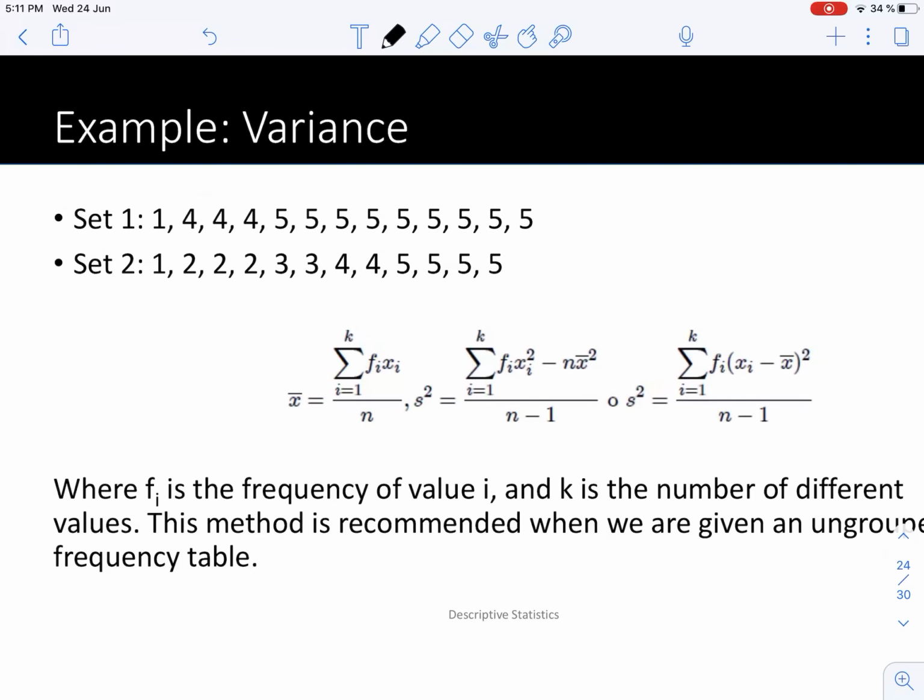If you check data set 1 and set 2, they have some observations with frequency different than 1. For example, observation 1 has a frequency equal to 1, but the outcome equal to 4 has 3 observations with the same value. So frequency is equal to 3, and a similar thing happens with the 5. We have 1, 2, 3, 4, 5, 6, 7, 8, 9 observations equal to 5. So we can use that structure in our data.